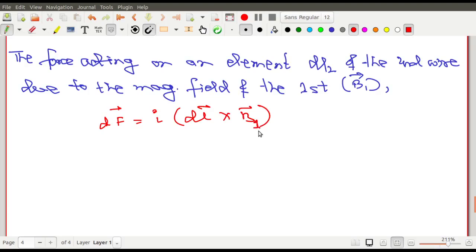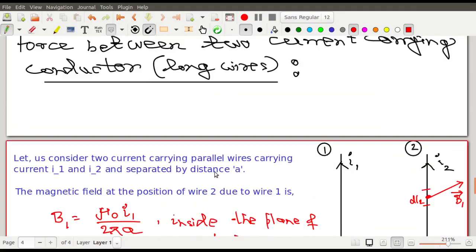B1 gives the magnetic field. On whom? On the second conductor. So that is why I2 and dl2. And definitely the angle between them, so this is simply I dl2 B1, because B1 and dl2 are at right angles to each other.